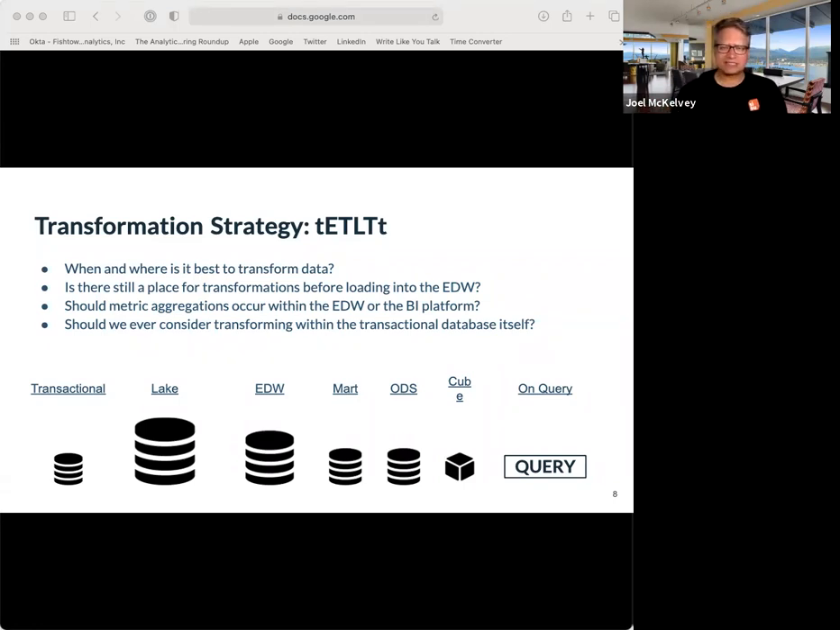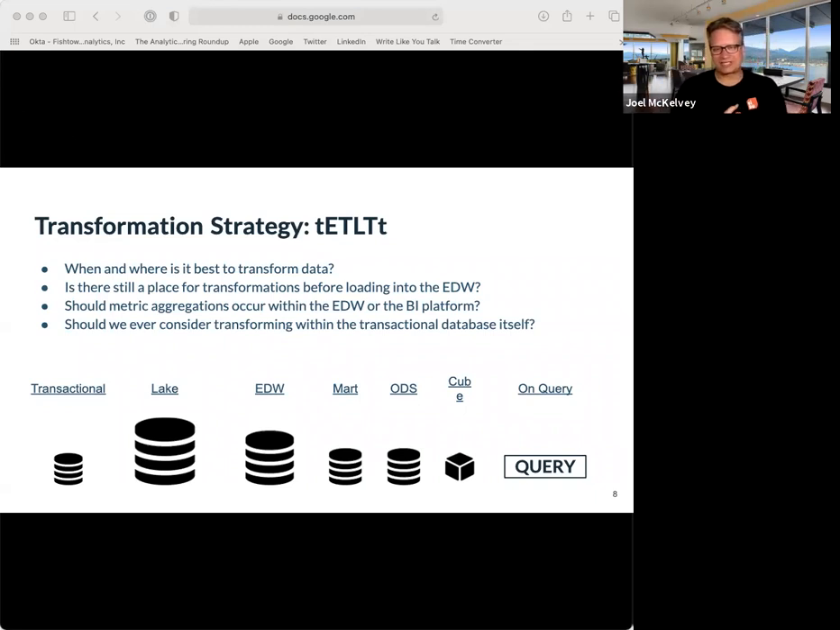So I put this very basic graphic, which looks like it got a little weird down at the bottom. Think of it as the life cycle of data. From creation to consumption, data goes through this pipe. And it starts, maybe we collect it in a transactional database, or we stage it in a staging database, or we throw it into a lake, and then it ends up in a data warehouse, maybe then to a data mart or an operational data store or a cube, or maybe we leave it granular and we transform in a query.